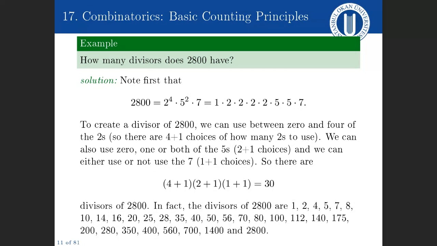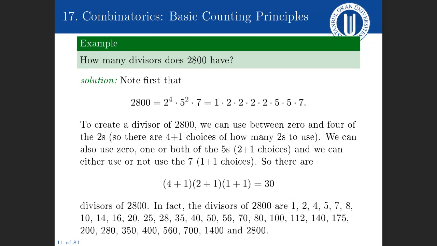So the first thing to note is that if we factorize 2,800 into prime numbers, we get 2 multiplied by 2, multiplied by 2, multiplied by 2, multiplied by 5, multiplied by 5, multiplied by 7. To create a divisor of 2,800, we're going to be using some, but not all of these numbers.